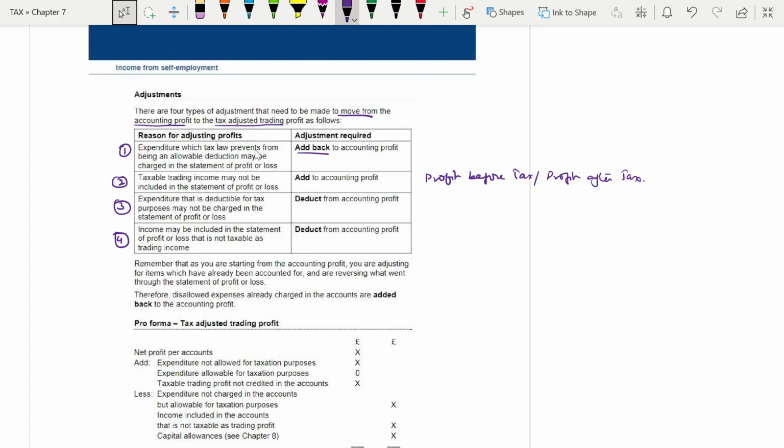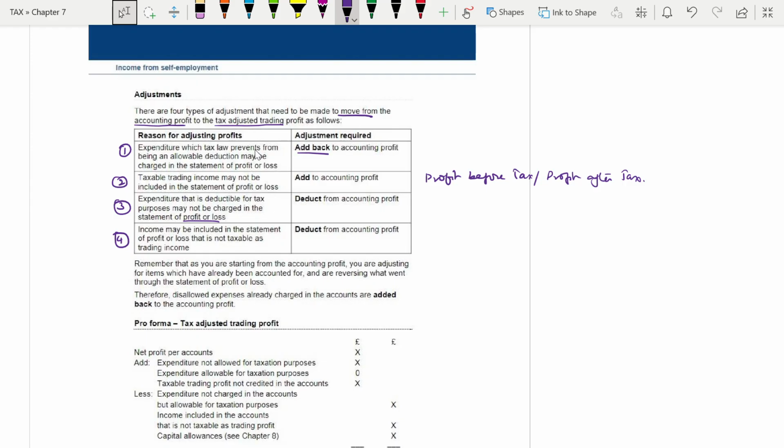Expenditure that is deductible for tax purposes may not be charged in the statement of profit and loss. They are giving some tax advantages, that is deductible for tax purposes. They are deducting it for tax purposes. What will happen? It will not be charged in the accounts, so automatically we will not take that into consideration.